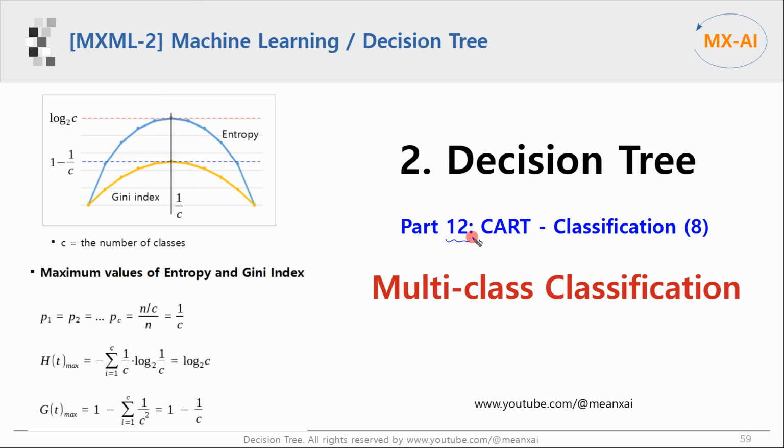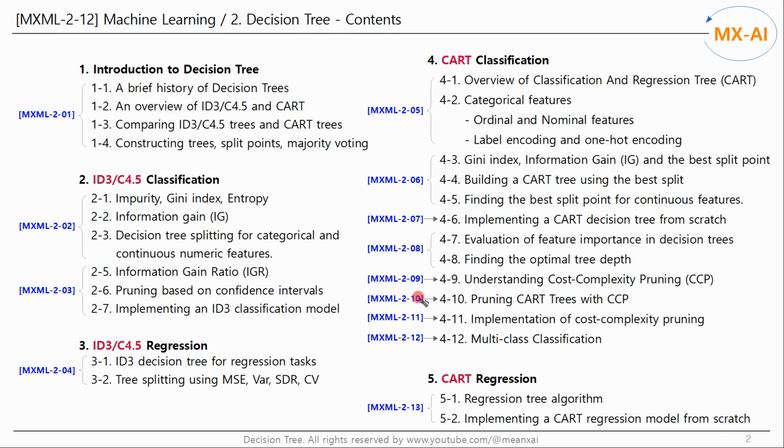This is the 12th session in our decision tree series. In this video, we'll explore decision trees for multi-class classification. In the previous 3 videos, we examined cost-complexity pruning in detail. This session is the final part of CART decision trees for classification, where we extend those ideas to the multi-class case.